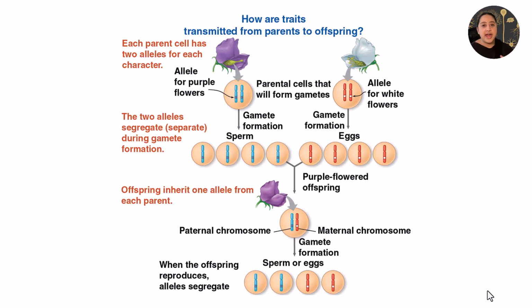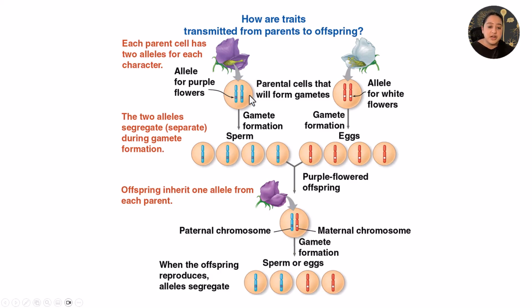So, how are traits passed on or transmitted from parents to offspring? That's basically what this whole lecture is going to cover. Each parent cell has two alleles for each character or trait, and this is true for plants as well as humans. I think sometimes we can be human-centric, but what we know about genetics we learned from these plants. And we can take that and apply it to humans towards the end of the lecture.